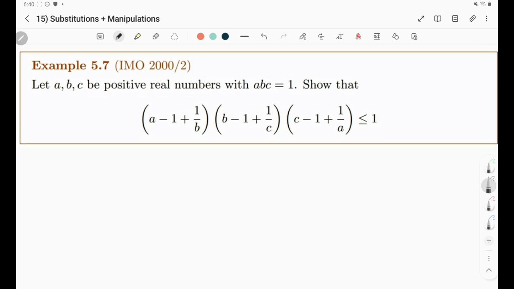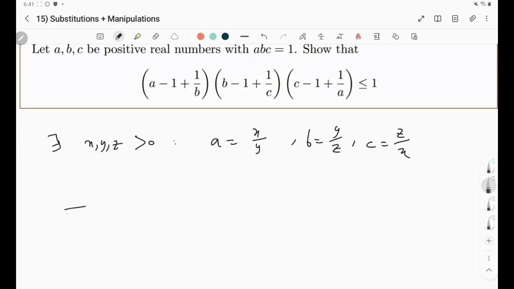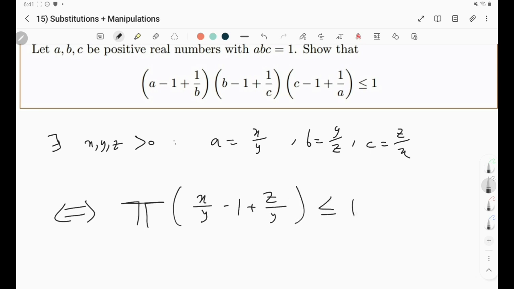Okay, so right now, let's just do that. So we can just say, first of all, there exist x, y, and z that are positive, such that a is x over y, b is y over z, and c is z over x. Now our inequality, we can write it in terms of x, y, z as the product of (x over y minus 1 plus, the inverse of this is z over y) is less than 1.